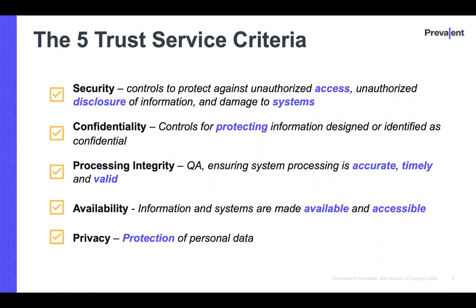We then move on to processing integrity and availability. Anyone from an ISO mindset will recognize these terms. Integrity is the quality assurance arm of data, so ensuring the system processing is accurate, timely, and valid. Availability means information and systems are made available and accessible at all times. So from a processing integrity perspective, it's making sure that for the way the data is being processed and transferred, there's nothing that interrupts and disrupts the way the data is structured, for example.